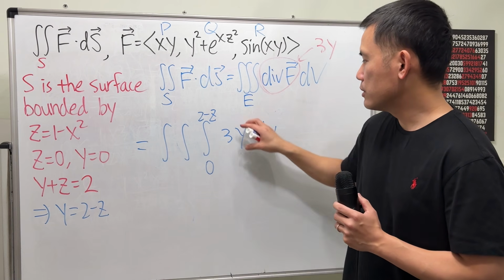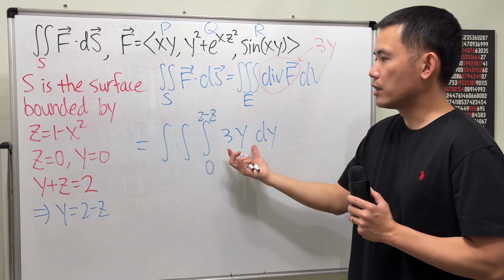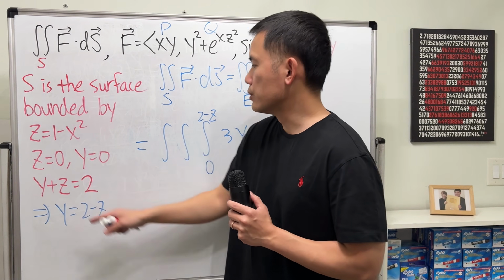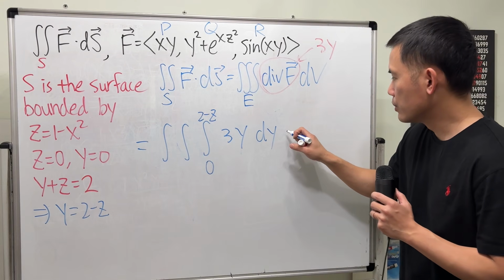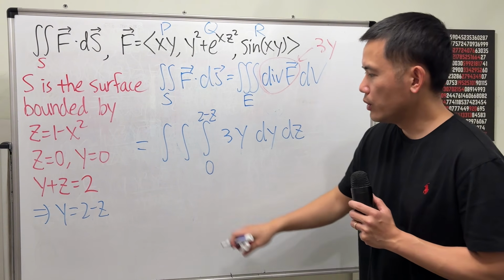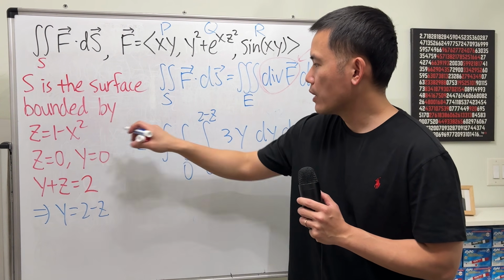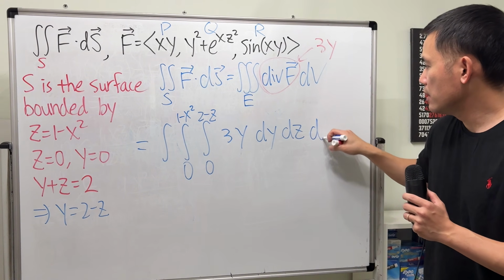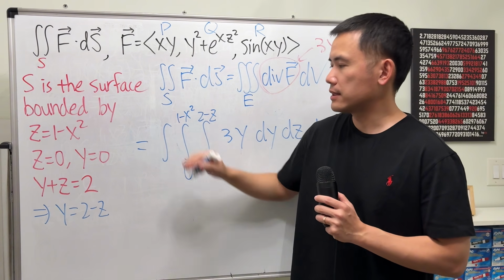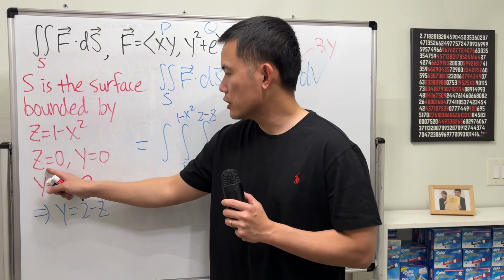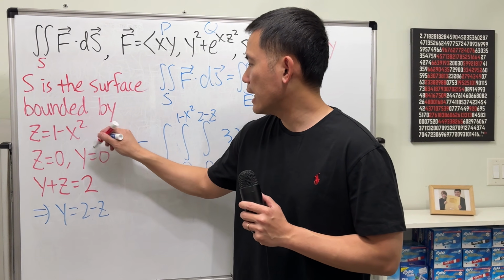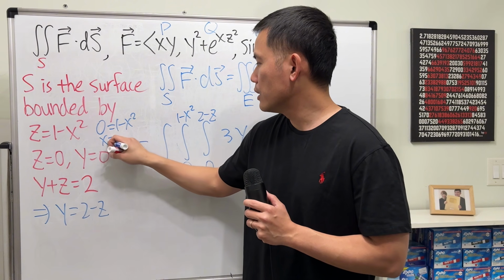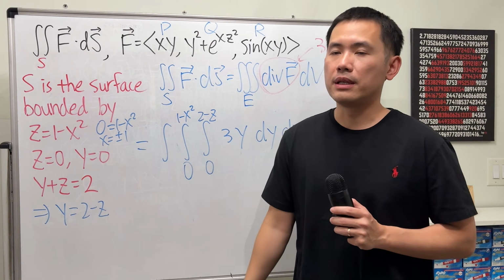Next, you can imagine that after you finish this, it will be in terms of z, right? And it's very nice that we know z is equal to 0 up to this. So I will do dz, and we go from 0 to 1 minus x squared. Now lastly, it will be the numbers for x. In this case, you can just put 0 into here. Then you see that 0 is equal to 1 minus x squared. Solve this equation, you can see x is equal to plus or minus 1.